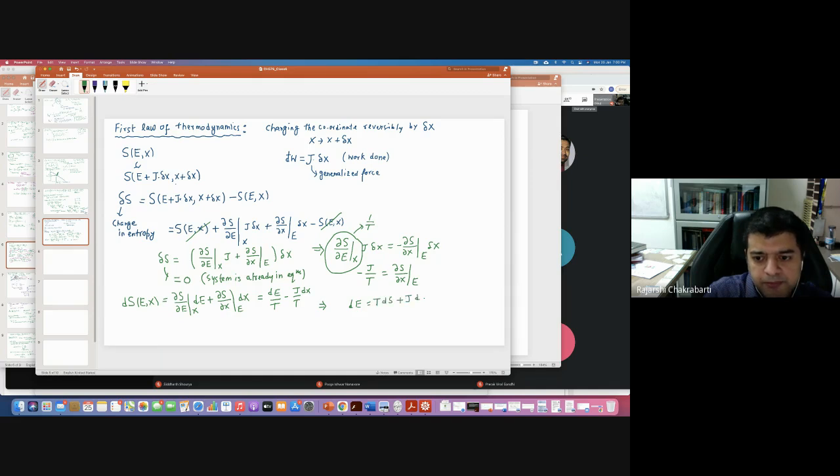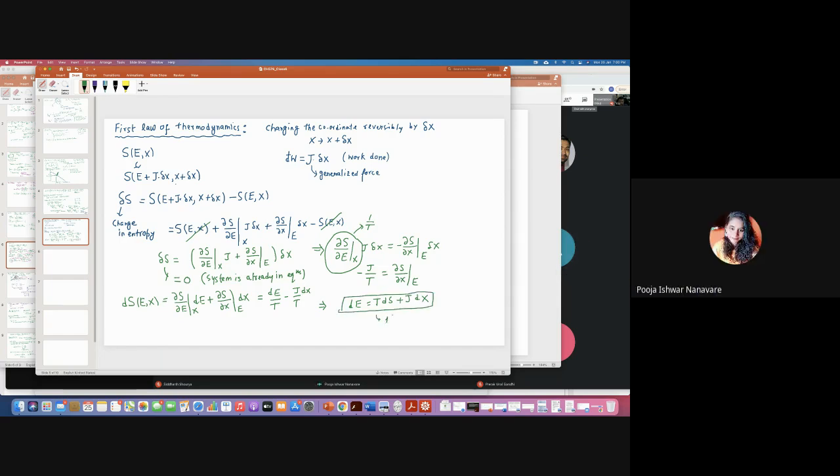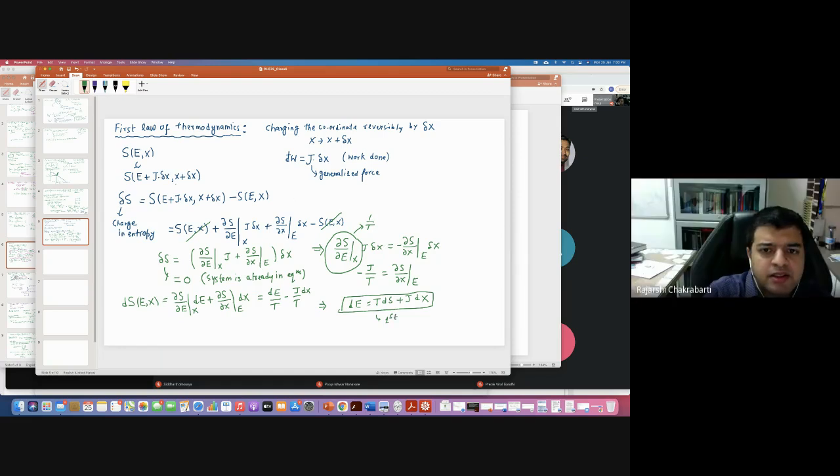What is this? First law of thermodynamics. You can take this minus J dx. Any convention is fine. Okay.